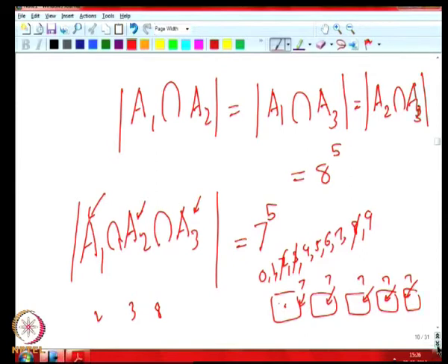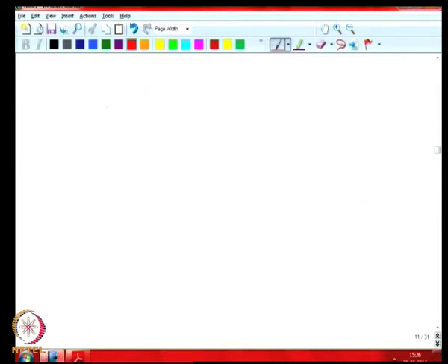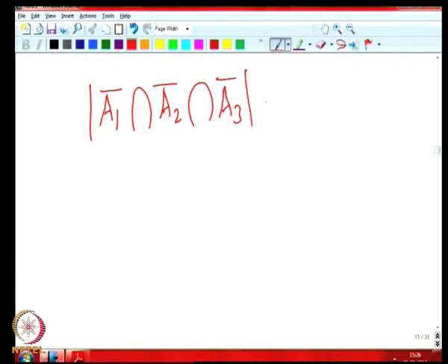Now, we can substitute in that formula, namely what is the cardinality of A1 complement intersection A2 complement intersection A3 complement. Clearly, the student has already understood that this is what we are looking for. Why? Because this corresponds to those numbers which have a 2 among their digits, right, because A1 was the set of those numbers which do not have 2 in it. So, A1 complement will be those numbers which definitely have a 2 in it.